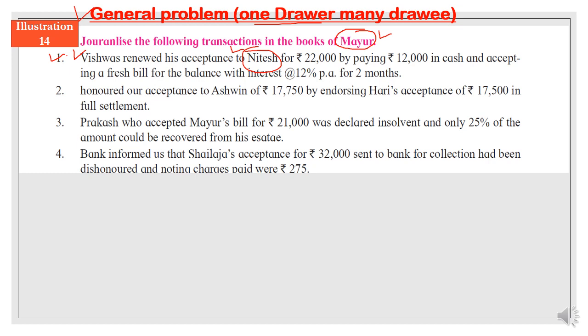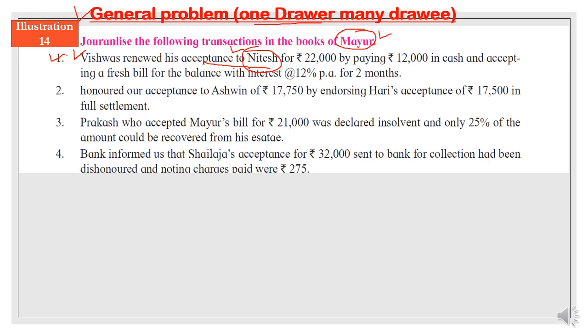So now this is a little tricky transaction, students. So just try to understand. I would like to explain this relation with one story. Okay, students. So Vishwas renews his acceptance to Nitesh, and as per the sentence, we can think that Nitesh is the drawer and Vishwas is the drawee. Then if Nitesh is the drawer and Vishwas is the drawee, why is this transaction given in the books of Mayur? Because Mayur is the drawer, and in the sentence it looks like Nitesh is the drawer.